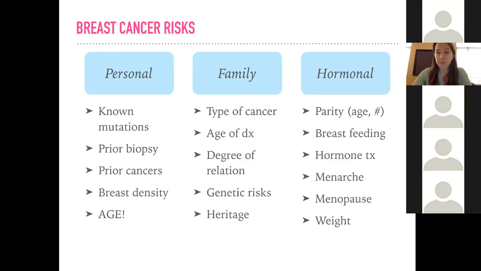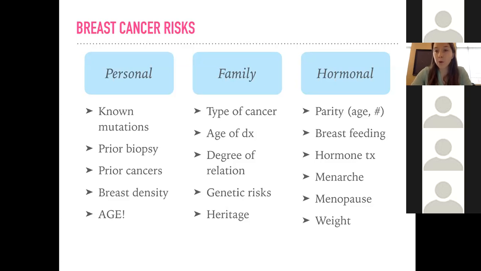Family history is a really big bucket. We'll talk through actually taking a family history in just a bit, but things to think about are who was affected by cancers, what their age was, what their degree of relation was, what genetic risks are known in that family, and their heritage as well.